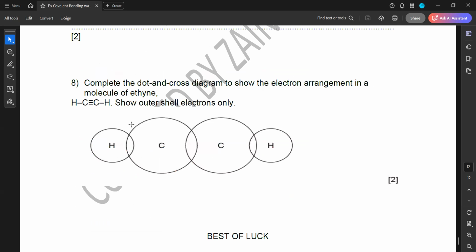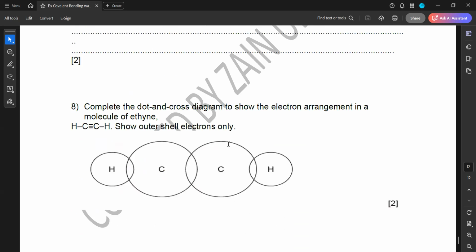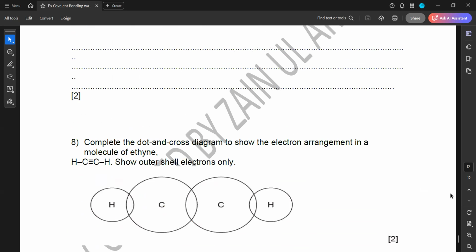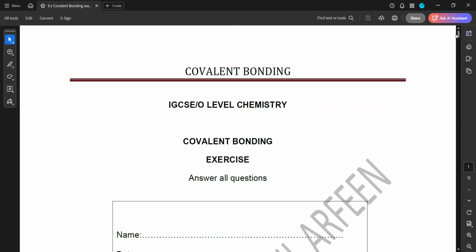Whenever simple molecular structures are there, they always have a weak intermolecular force. So we need less energy to separate the molecules. That's why they have a low melting point. You can also say weak intermolecular force, so less energy is required to break the intermolecular force or separate the molecules from each other. So this was a weekly homework related to covalent bonding.